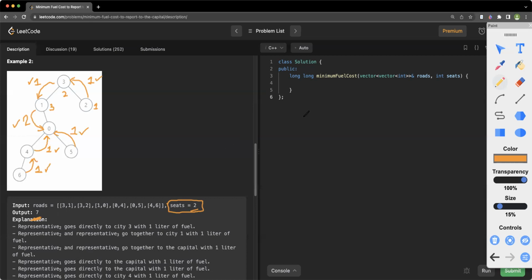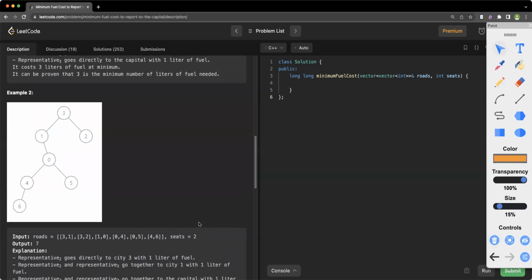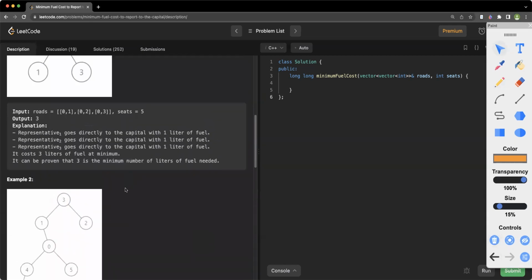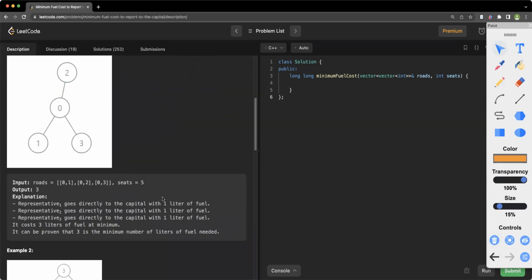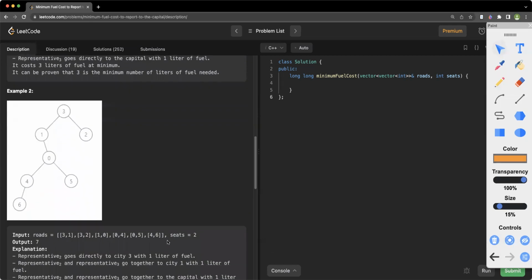So this is the problem. I hope you have understood the problem statement. Let us see how we can solve it. We have to calculate the minimum number of liters of fuel to reach the capital city. Greedily, we have to fit the maximum number of representatives in each car. So we can fit number-of-seats representatives in a car.